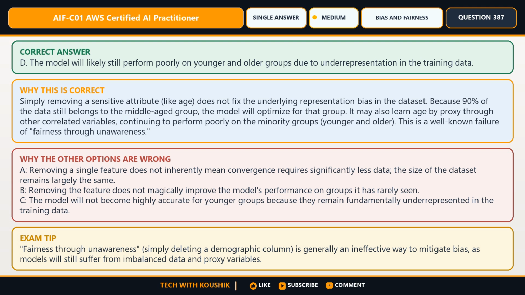Here is how to rule out the alternatives. A. Removing a single feature does not inherently mean convergence requires significantly less data. The size of the dataset remains largely the same. B. Removing the feature does not magically improve the model's performance on groups it has rarely seen. C. The model will not become highly accurate for younger groups because they remain fundamentally underrepresented in the training data. A useful exam pattern is this. Fairness through unawareness, simply deleting a demographic column, is generally an ineffective way to mitigate bias, as models will still suffer from imbalanced data and proxy variables.